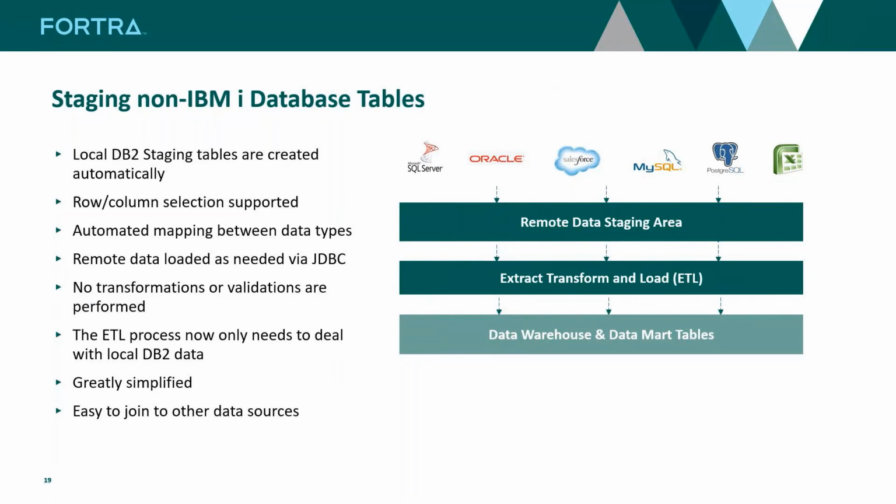Now we could implement these JDBC requests directly in the ETL process, but our experience has taught us that the best approach is to stage this remote data before we use it in the ETL process. As such, when we're defining a remote data source, the software will automatically create a local DB2 table, and we pull the data into that table. Now the ETL process only needs to deal with local DB2 data. So it's greatly simplified, and it's much easier to join data sources from multiple different data applications.